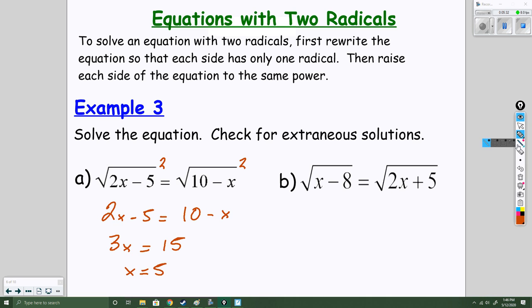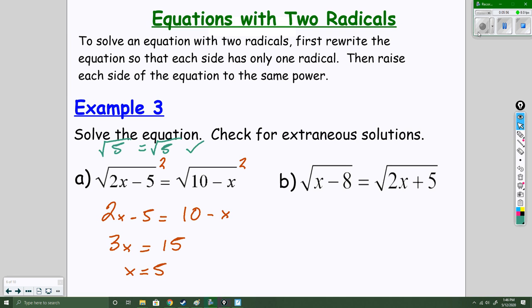And then we'd want to check our solution, because in some of these we would have extraneous solutions. So if we plug 5 in, we'd get 10 minus 5, which is 5 on the left side. So we get square root of 5 on the left side, then 10 minus 5, square root of 5 on the right side. So this works.